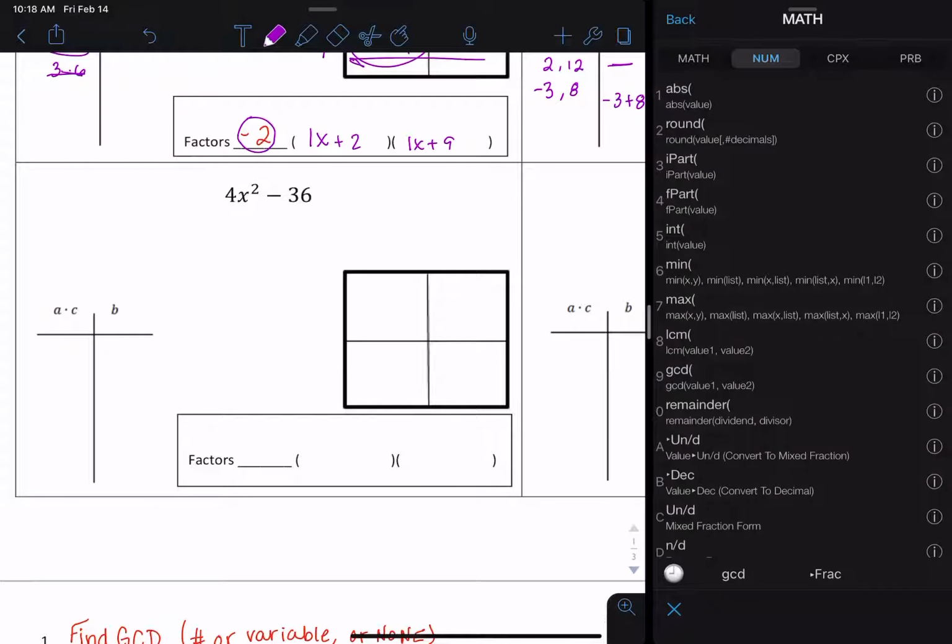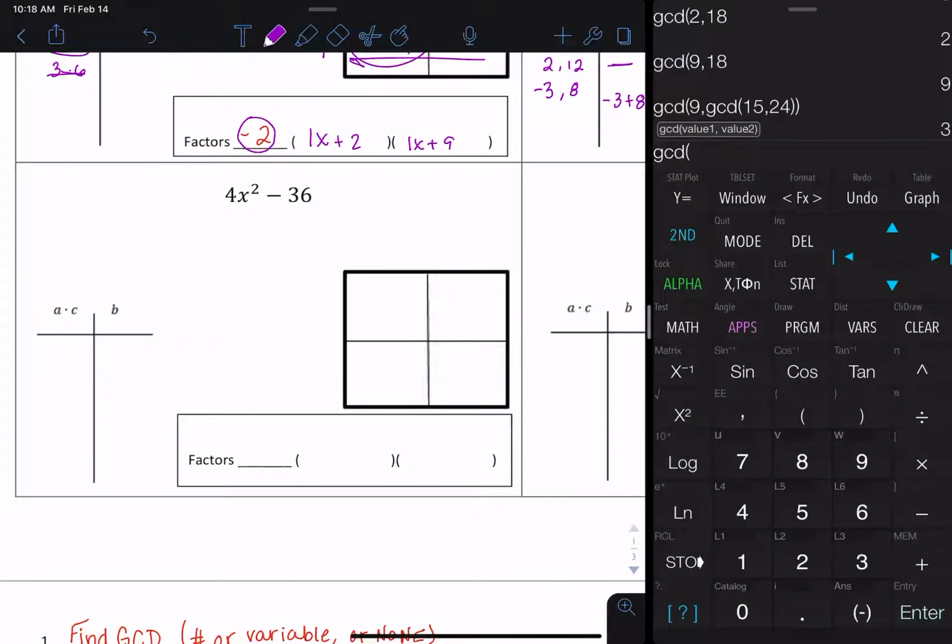So math, GCD, 4, 36. 4. So I'm going to put a 4 on the outside. Parentheses, I'm going to write what's left. 4 divided by 4 is 1, so 1x squared. I don't have the middle x, so I'm going to fill it in with a plus 0 x's. Negative 36 divided by 4 is negative 9, so minus 9.